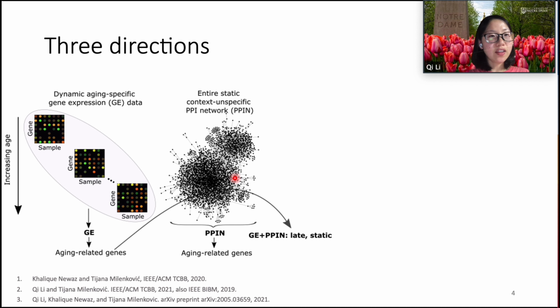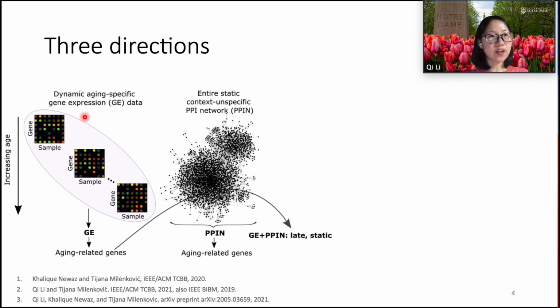Instead, unlike any of the existing work I just talked about, our goal is to truly integrate the gene expression data and the PPI network data, and to do so in the early stage before we make any aging-related gene predictions. Our early work has already integrated the two data types in the early stage to infer a dynamic aging-specific subnetwork. See the first reference below.